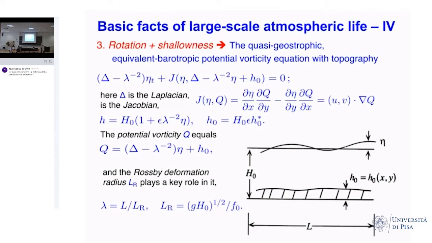So rotation plus shallowness gives the so-called quasi-geostrophic equivalent barotropic potential vorticity gradient topology. That's a lot of words. So basically, this is a Laplacian. This is the so-called Rossby radius of deformation, which plays a key role. It's a length, divided by this, which again plays a role in the non-dimensional analysis of the equations.